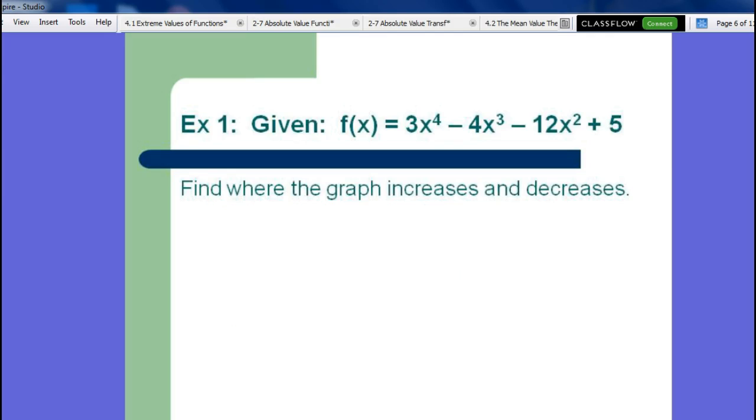Okay, so that leads us into looking at examples. Now, this is where I have a love-hate relationship with the AP test. So we're given the function f of x equals 3x to the fourth minus 4x cubed minus 12x squared plus 5. And it says find where the graph increases and decreases. So we teach you to find the derivative. So that's always step one.